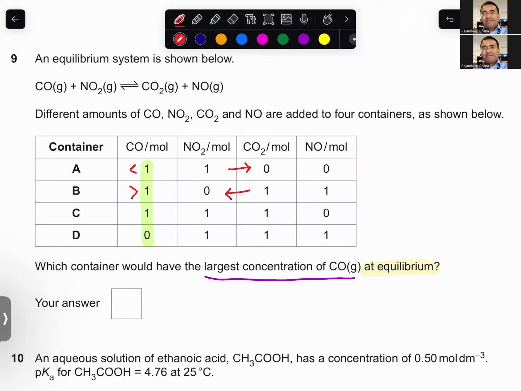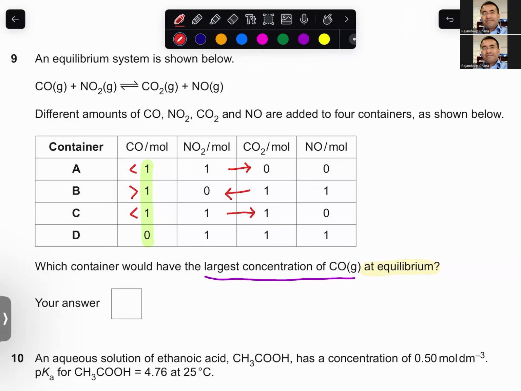C, again, you got 0 nitrogen monoxide. The equilibrium will shift to the right to try bring that amount up. And in the process, carbon monoxide will get used up. So there will be less than 1 mole.